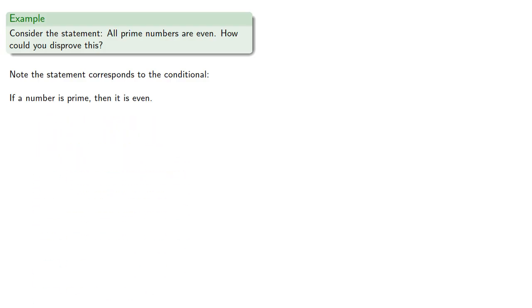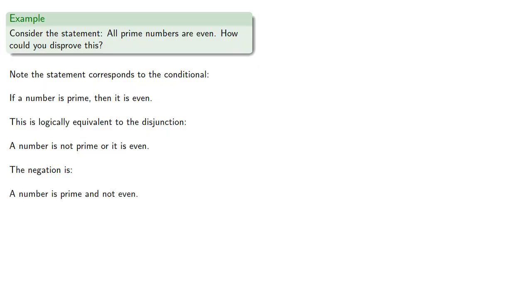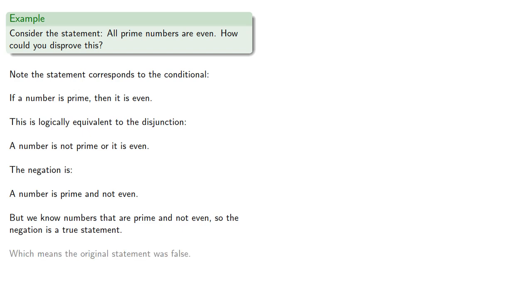This is logically equivalent to the disjunction, a number is not prime, or it's even, and our negation, a number is prime and not even. But we know numbers that are prime and not even, so the negation is a true statement, which means the original statement was false.